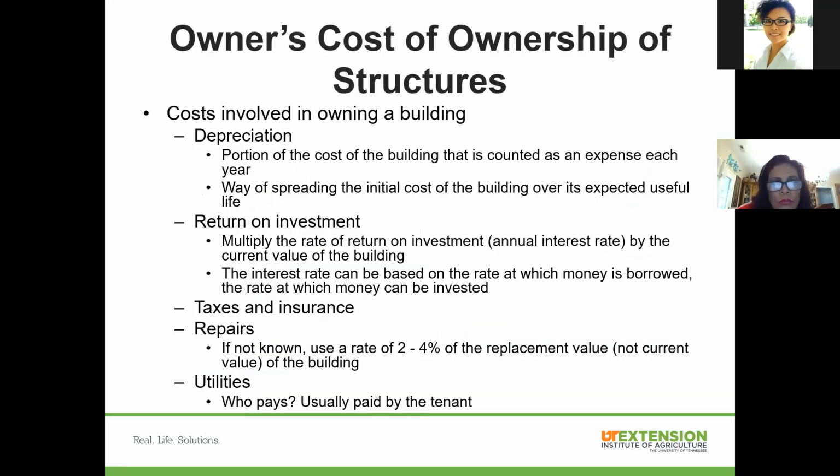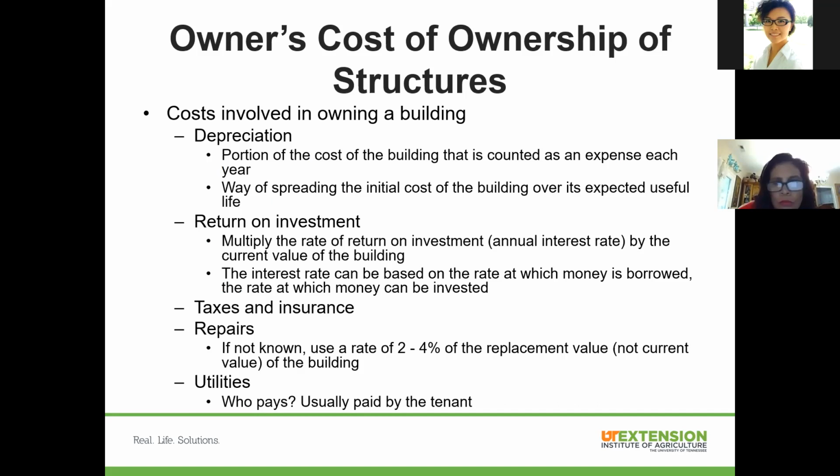And then I also included cost of ownership of structures. These days, we're looking at a lot of greenhouses being built in Tennessee or just nationwide to extend the production season. So a lot of times we are not only involved in renting our land, but also renting our equipment or structures on the land. So how do you incorporate that into your base land rent? Now, we're looking at how to calculate that.